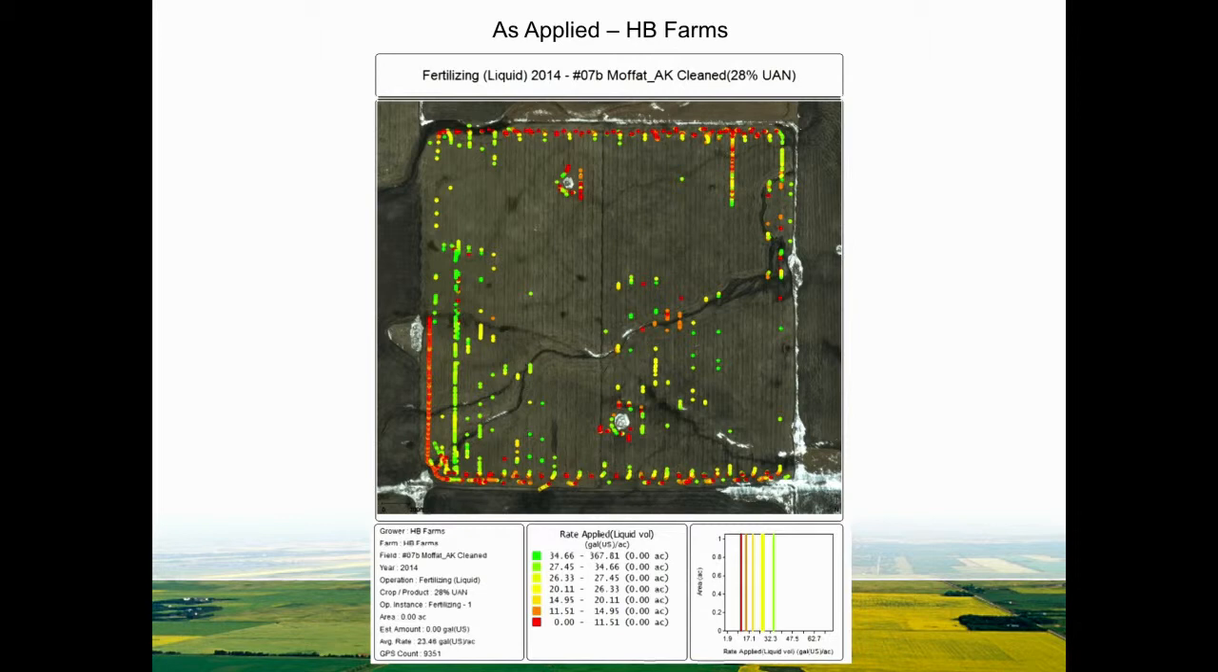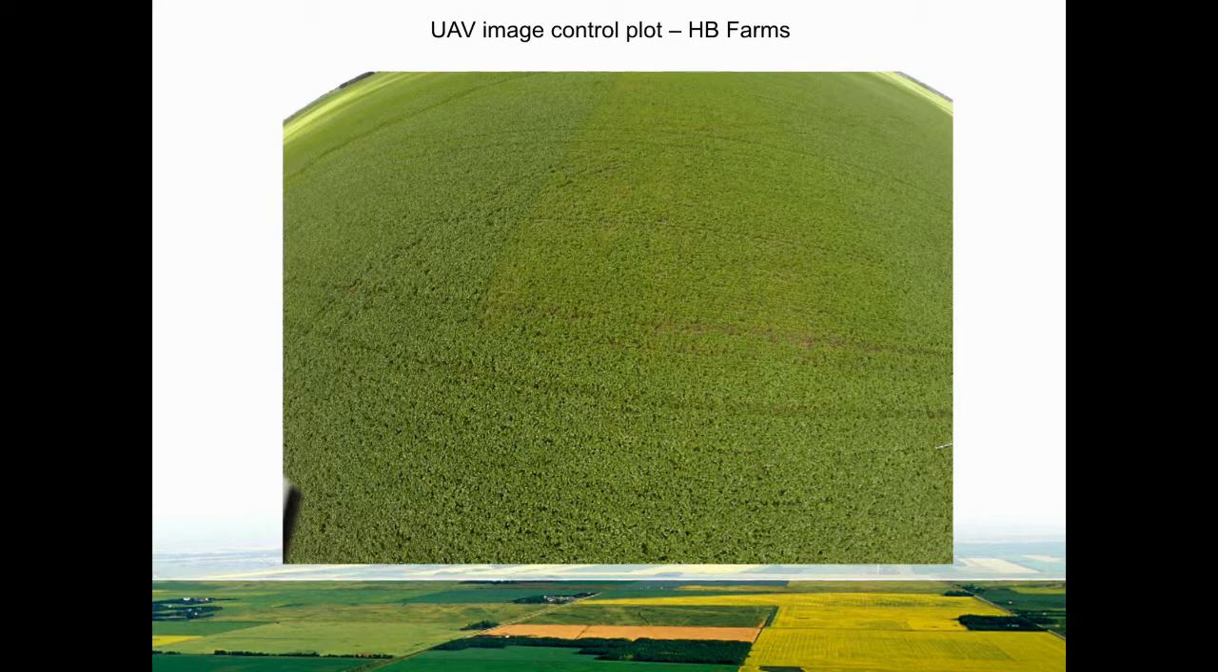Unfortunately, we had an equipment malfunction on HB Farms, recording the rates as applied. The data that we do have indicates that we did apply what we planned on. However, one of my collaborators had a UAV which he flew over the site, and it's hard to see in this particular image, but if you look at it, you can certainly see that this particular control is distinct from the adjacent treatment. So that was a good application of the UAV in terms of just confirming some of our applications and identifying the variability in the field.